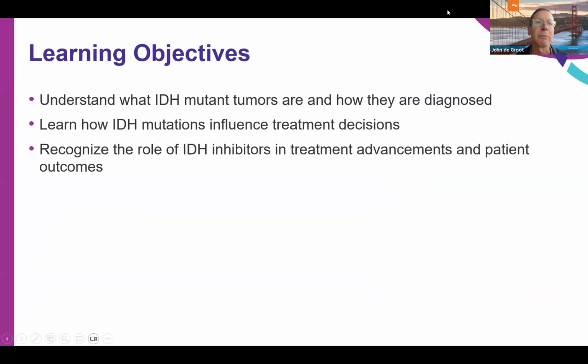So our learning objectives here are really to understand what IDH mutant tumors are and how they're diagnosed, learn how these mutations would potentially influence treatment decisions, and then recognize the role of these new IDH inhibitors that we have to improve patient outcomes.